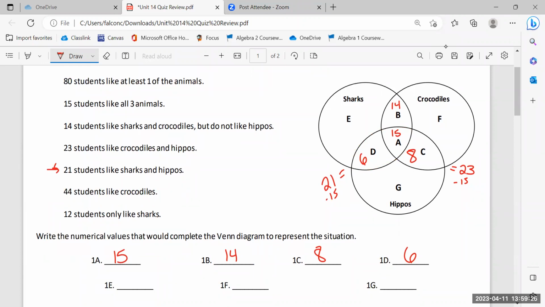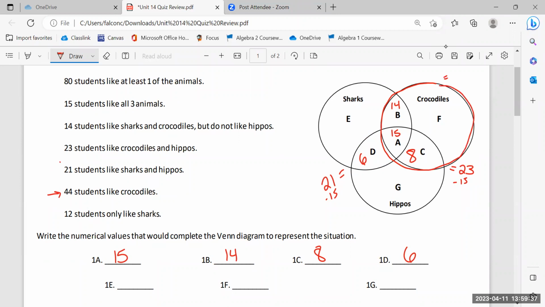All right, next thing they give us is 44 students like crocodiles. That means the whole crocodile circle needs to be equal to 44. So in total, I have 44 students that like crocodiles. If we want to figure out who just likes crocodiles, my F in this case, we need to take the 44 and subtract the 14. We need to subtract the 15, and we also need to subtract the 8. So 44 minus 14 minus 15 minus 8 gives me 7. So F, I only have 7 kids that just like crocodiles and none of the other animals.